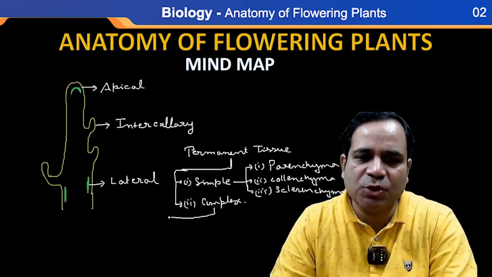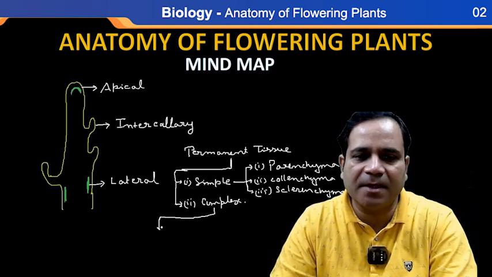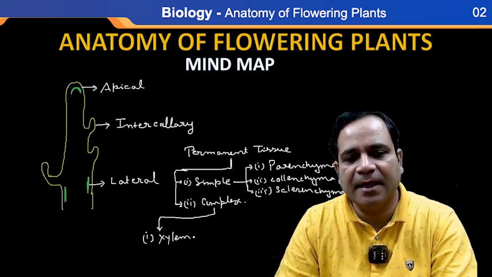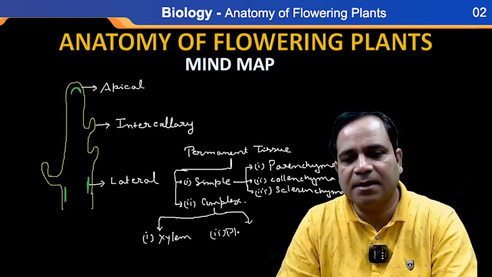So complex tissue is further divided into how many parts? Two parts, my dear. One is xylem, and the second one is phloem. Right? Xylem and phloem.